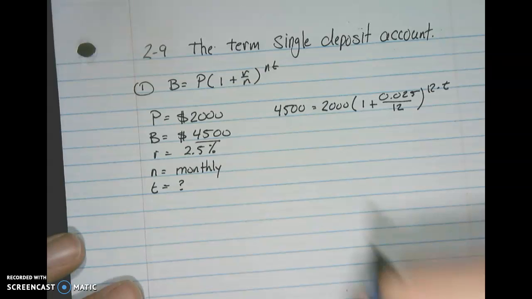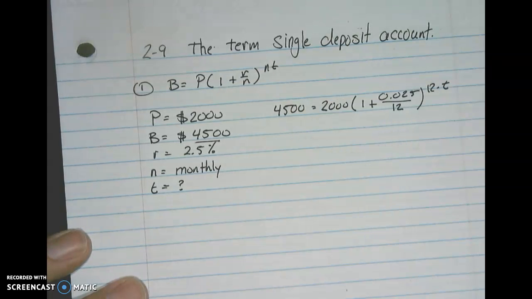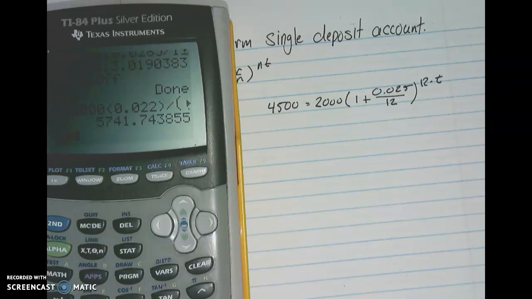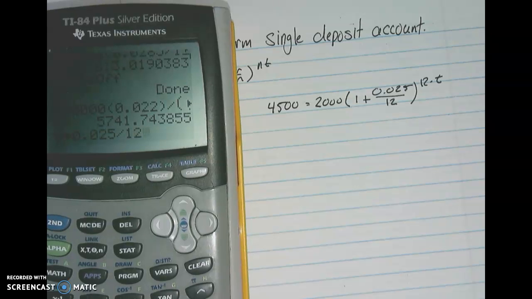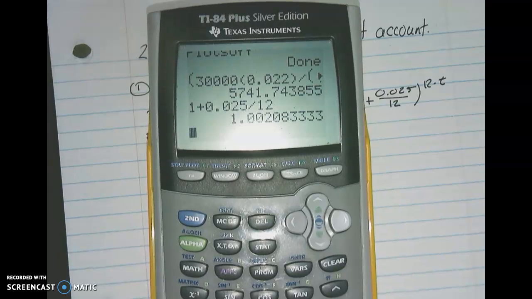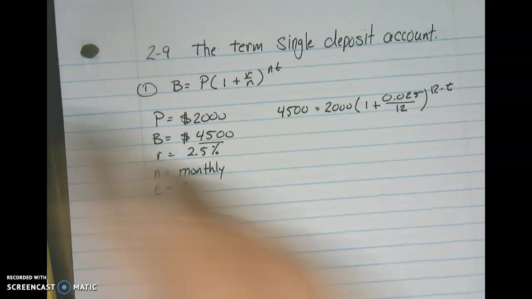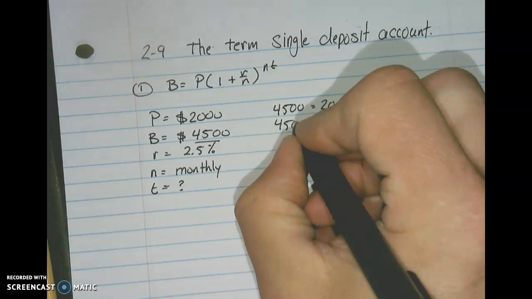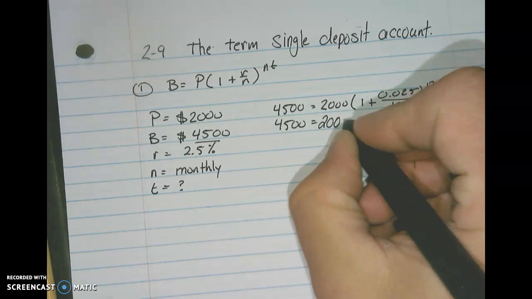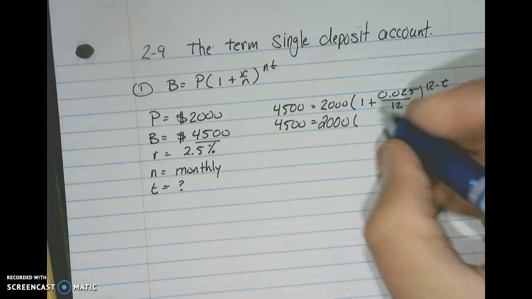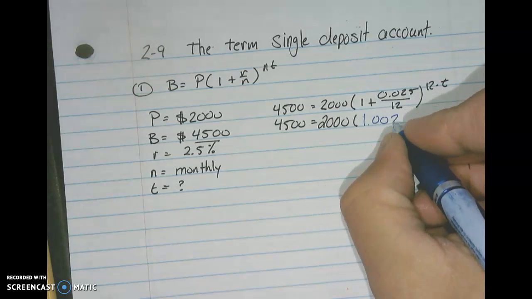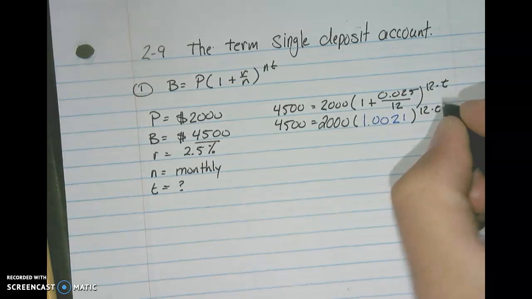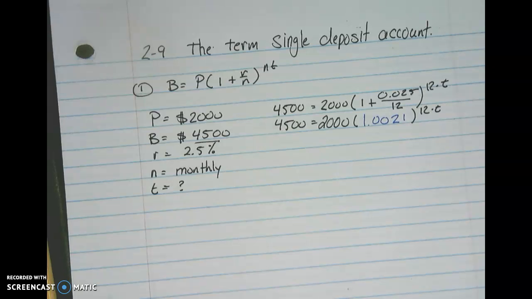All right, so the first thing I'm going to do is I'm going to work what's inside the parentheses, okay? So I'm just going to take 1 plus 0.025 divided by 12. So that gives me about 1.002, okay? So then this, I haven't done anything to this number, so I'm just going to put it down. I haven't done anything to this number, but this has been simplified to 1.002. Let's make it 1.0021 for rounding. 12 times T, right?